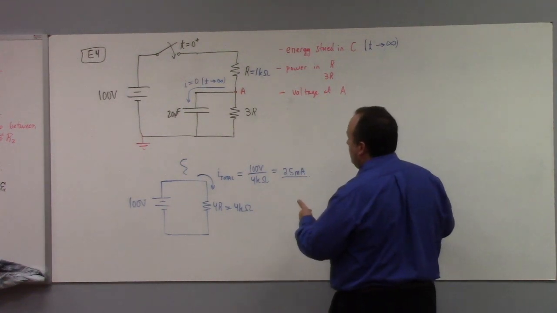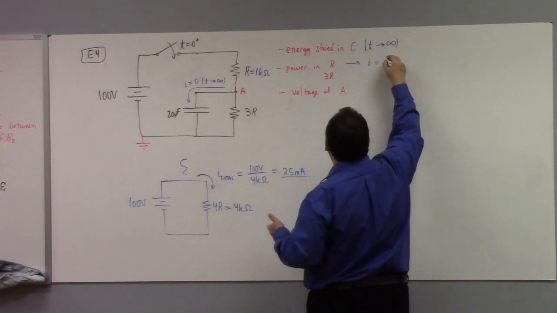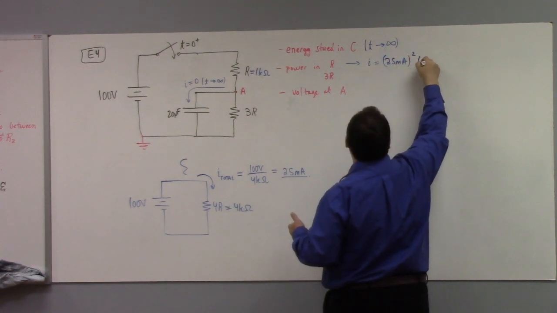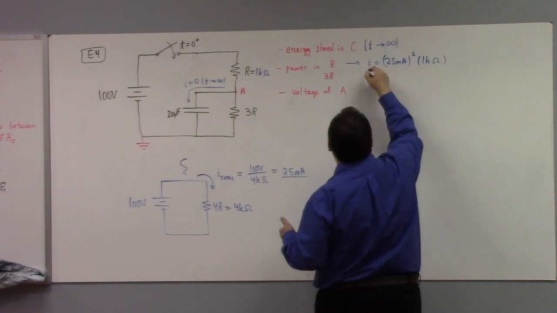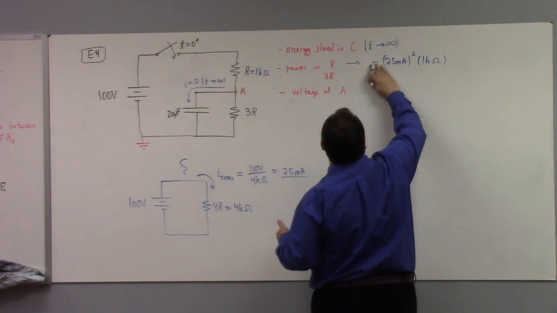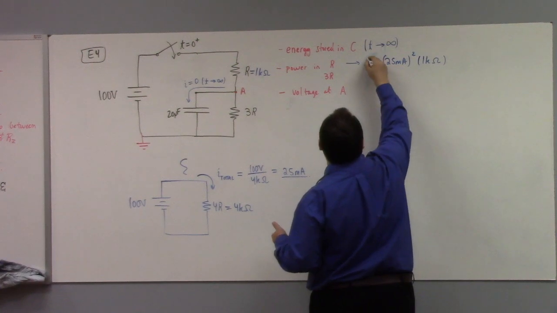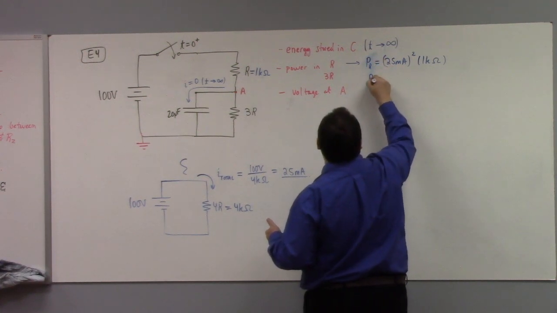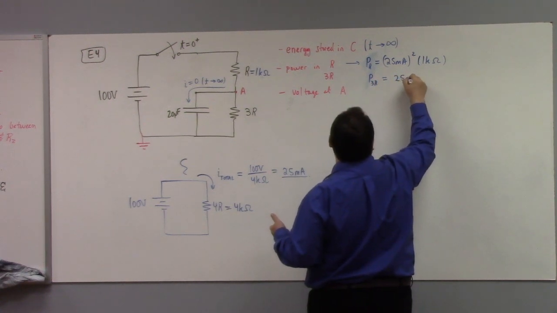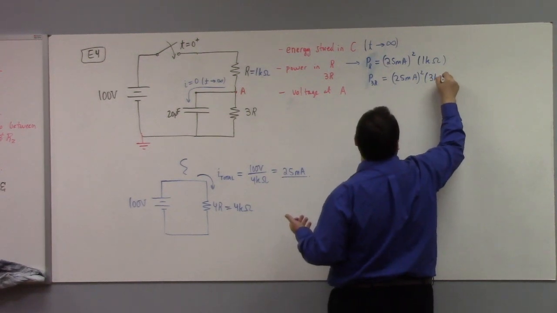So we can figure out the power, right? So we have I is 25 milliamps, squared, times 1 kilo ohm, and that's the I through the R. The power through the 3R would have the same current, right? They're in series. So 25 milliamps squared times 3 kilo ohms.